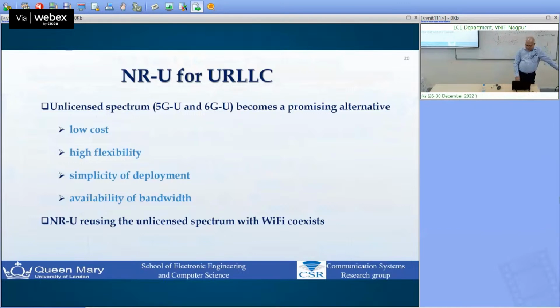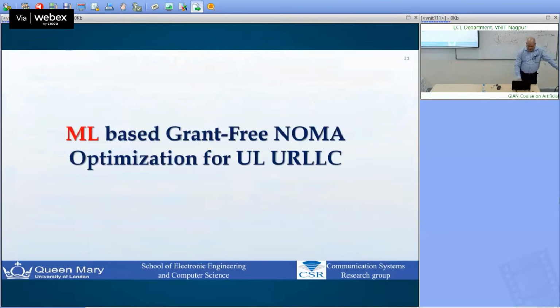So now we are going to see where we can apply machine learning again here to improve the performance. So here we are going to see how we can use machine learning to achieve the latency of less than 1 millisecond. If you don't use dynamic optimization, if you use static optimization, we may not be able to achieve the requirement of less than 1 millisecond. So now we see where we are going to use machine learning, for grant free NOMA.